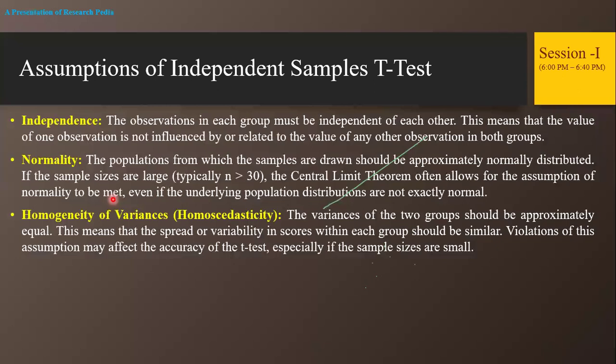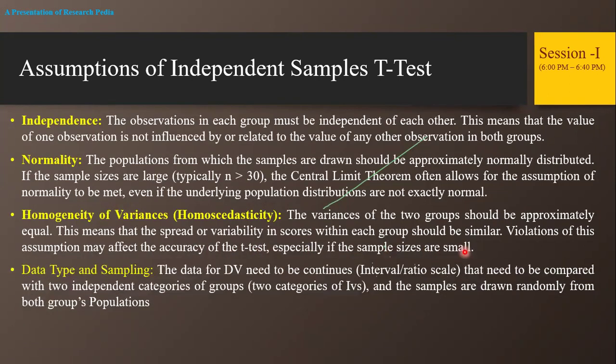Then homogeneity of variance, because equality of variance is assumed in this test. So we will check whether the variances of the two groups are approximately equal or not. This means that the spread or variability in scores within each group should be similar. Violation of this assumption may affect the accuracy of the t-test, especially if the sample size is small. So we need to check it.